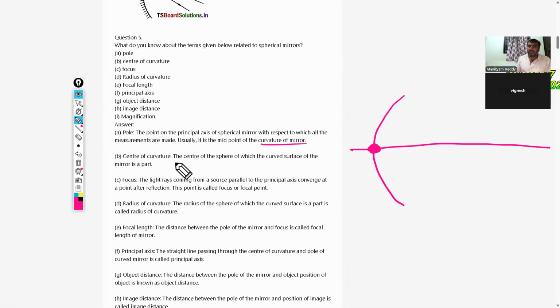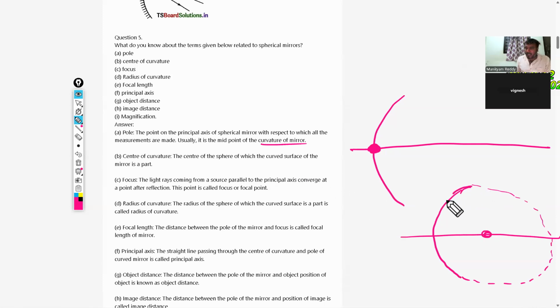Next, what is the center of curvature? It is the center of the sphere of which the curved surface of the mirror is a part. The pole is the point on the spherical mirror where all measurements are done; usually it is the midpoint of the curvature of the mirror.